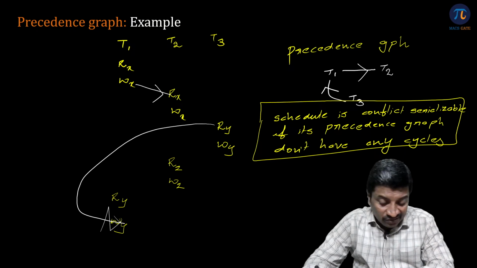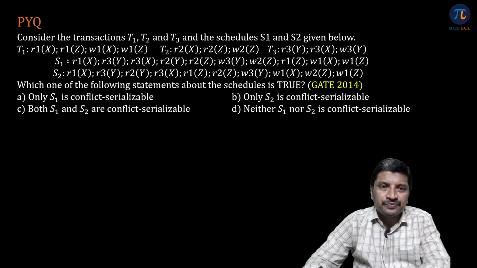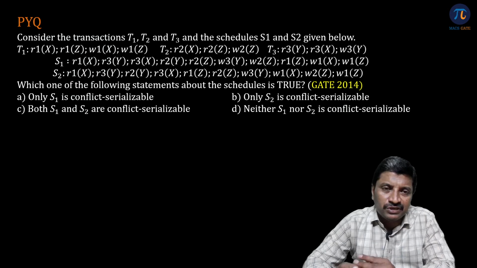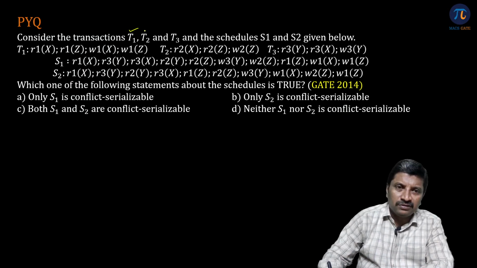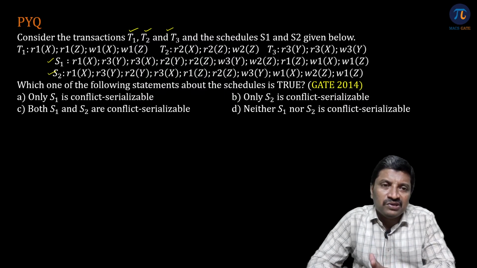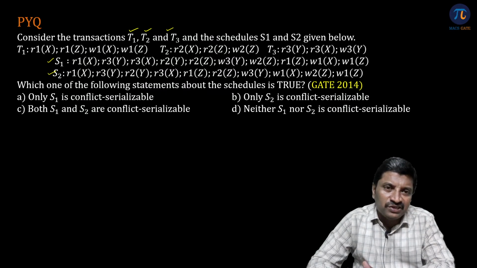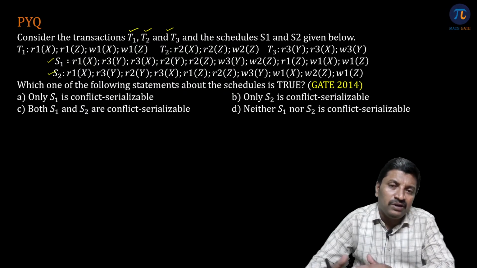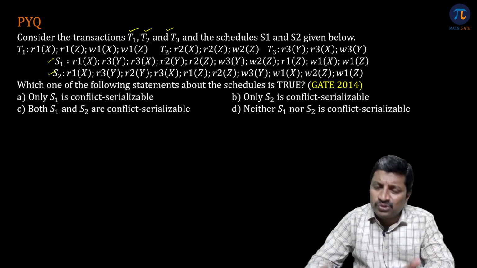So let us discuss one of the previous question based on this. Consider this question, sir. So we have three transactions, T1, T2, T3. And they given two schedules. So we need to verify each schedule one by one. Which of the following statement about the schedules is true? Only S1 is conflict serializable. Only S2 is conflict serializable. Both are conflict serializable. Neither is conflict serializable. That means instead of verifying one schedule, we are verifying two schedules. That's it.